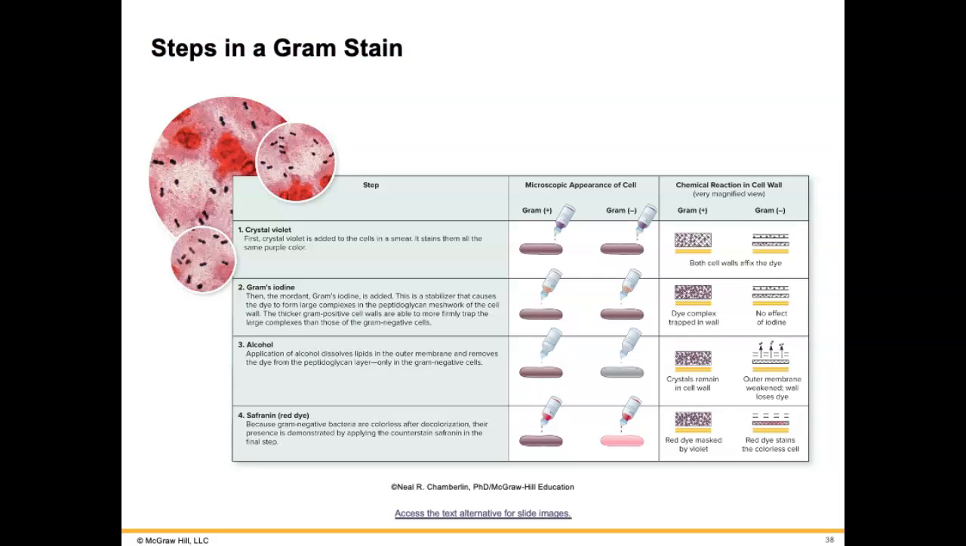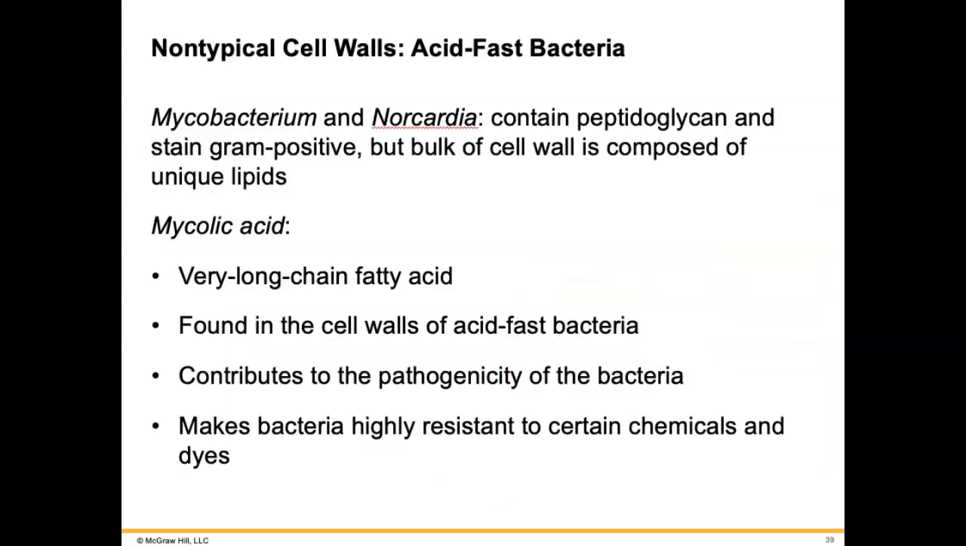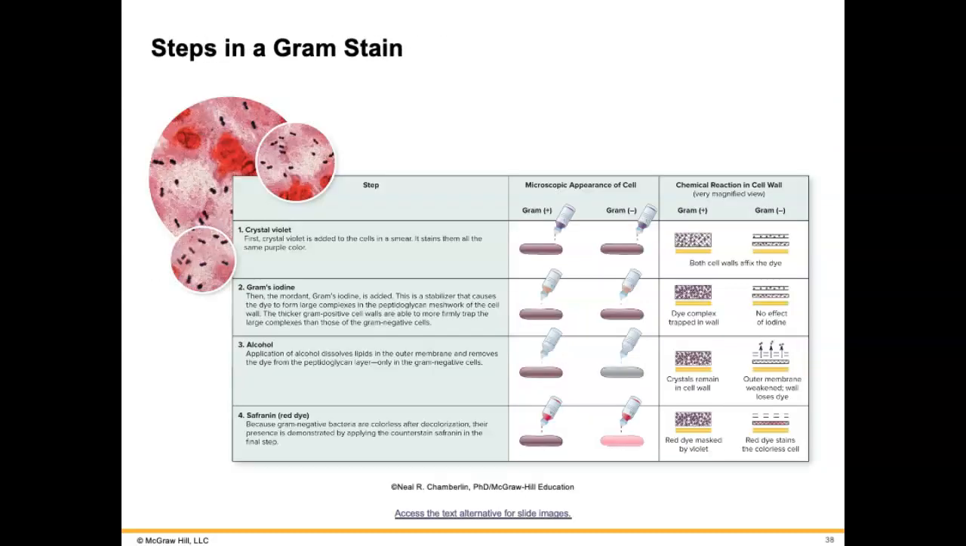So steps in a gram stain. I'm going to go over this, and I think then I'll end this here so I can do the staining all together. So we'll start up with part 4 shortly.